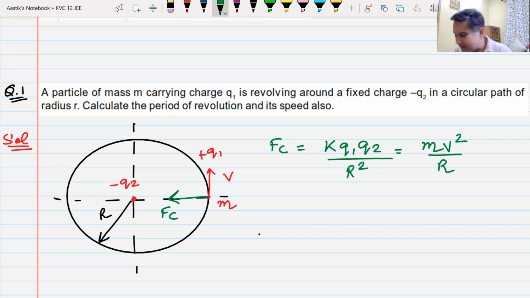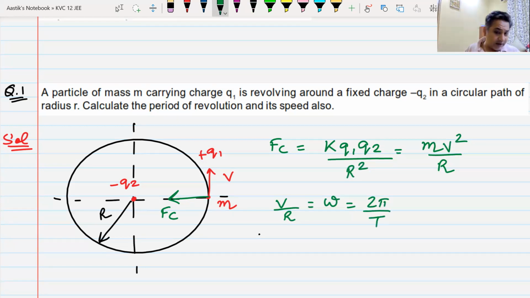From here you can calculate the value of v. You can also use v by R, which becomes omega, the angular velocity. Do we remember this? Sir. And that angular velocity is 2 pi by T. So from there you can also calculate the time period. Yes or no? Do you understand this?